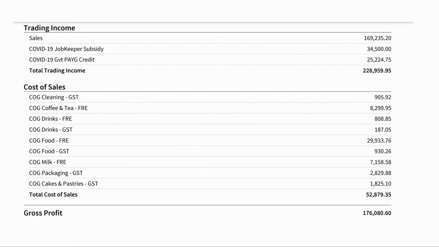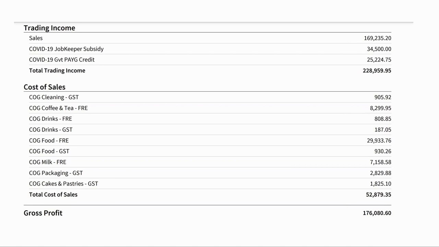So in this example here, you can see we've got two sections I've just cut from the P&L. Up the top there, you've got trading income, and you'll notice for this month, this is being recorded during the COVID-19 pandemic. So you can see the JobKeeper subsidy kicks in there. For the purpose of this video, we're not going to include that because we want to see what the true food cost percentage is, excluding those government payments. So they are on the P&L, but for this purpose, as we go through, you're going to see that I leave those out.